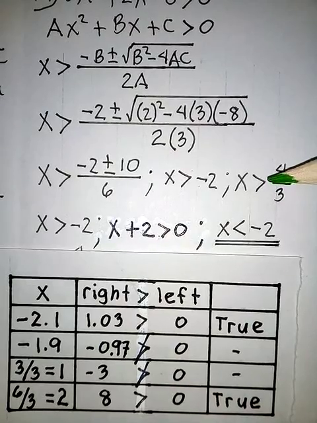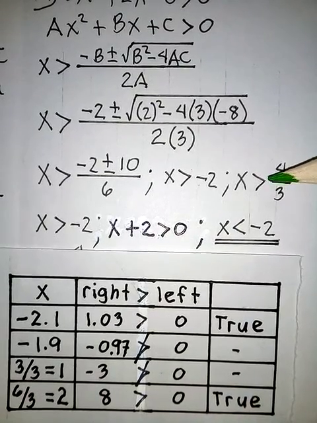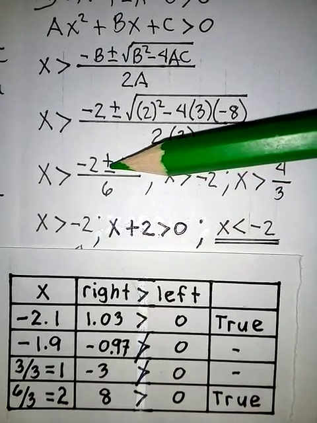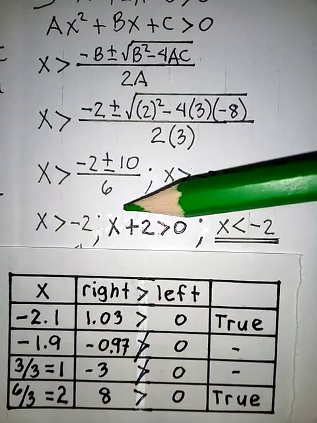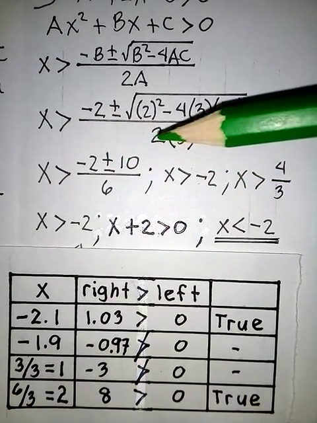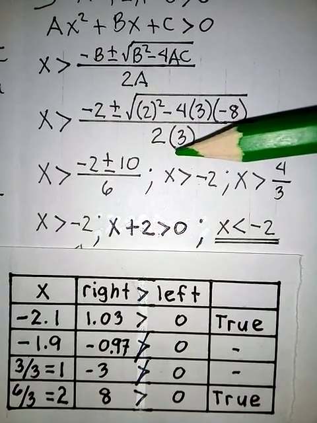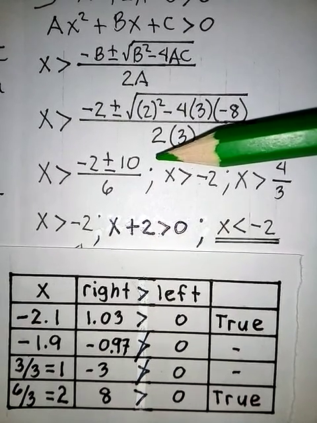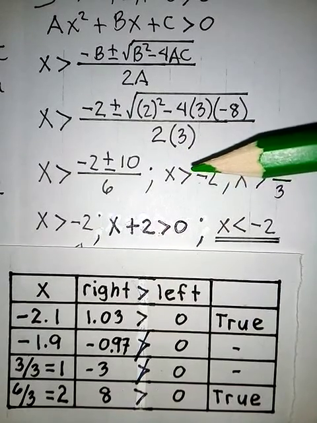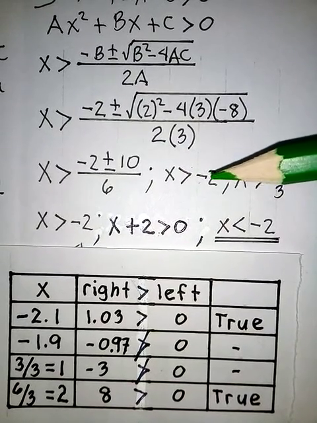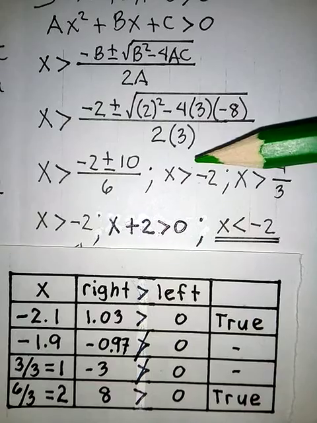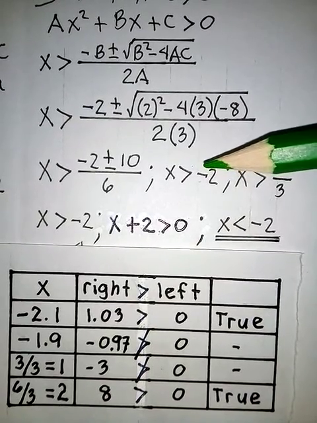So, is it x greater than 4/3? And the other value is negative 2 minus 10 over 6, or negative 2 minus 10 is negative 12, over 6 is negative 2. So, is it x greater than negative 2?